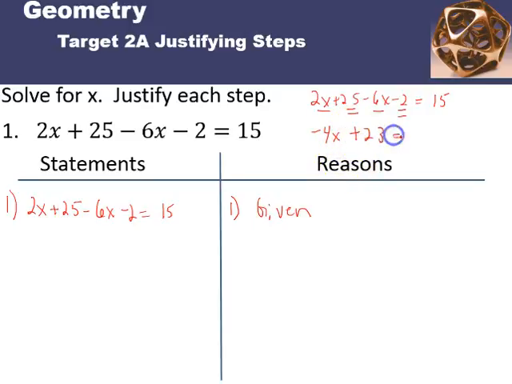So now I've combined like terms. Right here I'm going to write down what I got, which was negative 4x plus 23 equals 15. And again, what I did was combine like terms, but the property for combining like terms, the reason, is simplify.